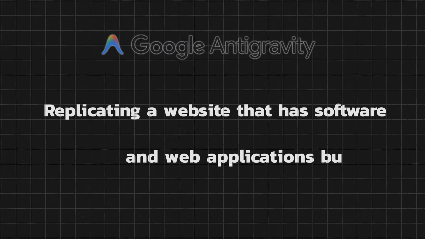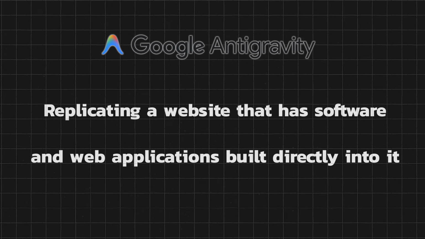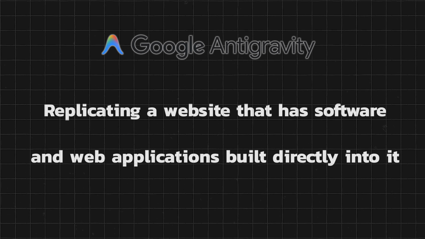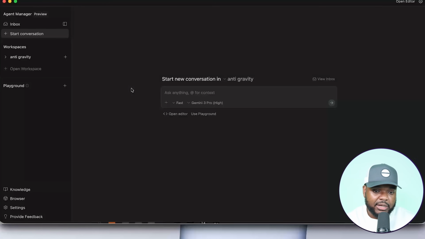But this now brings me on to the second way that you can use Google AntiGravity, which is slightly more advanced. And it comes down to replicating a website that has software and web applications built directly into it. So not only can you replicate a single web app like you saw me just do just now, but you can build an entire website that's fully functional using AntiGravity. So let me show you exactly what I'm talking about.